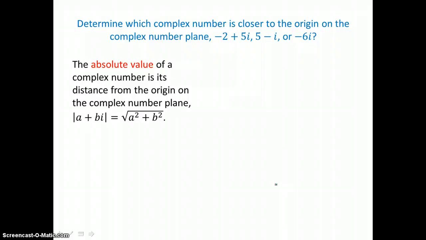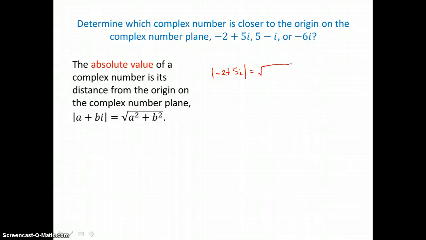Okay, in our last example, we're going to determine which complex number is closer to the origin on the complex number plane. So to do that, we'll use the absolute value of a complex number. It's the distance from the origin on the complex number plane. So all we have to do if we want the absolute value of negative 2 plus 5i is use this formula for distance or absolute value.